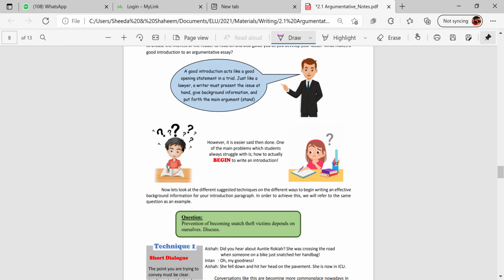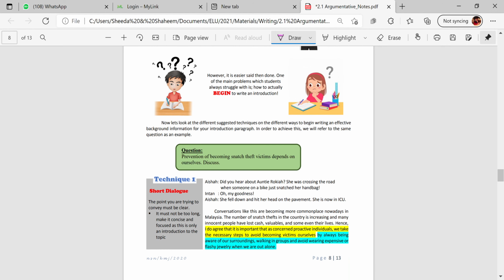Now, for some of you who may face problems even with the language, some of you are telling me that you're not good in English. It doesn't mean that if you're not good in English, you can't score in your essay. There are ways, okay? There are ways. So now, first of all, let us focus on how to begin an introductory paragraph.